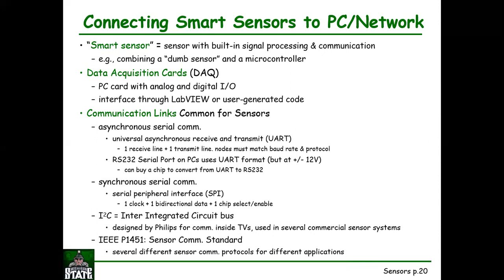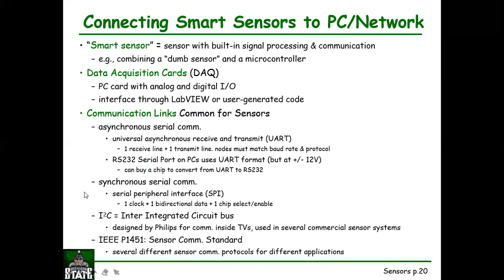Data acquisition cards will take your analog signal and convert that analog signal into samples, and those samples are again converted into digital form, 0 1 1 0, right? So your data acquisition card will convert your analog signal into a digital one. Communication link, common for sensors.